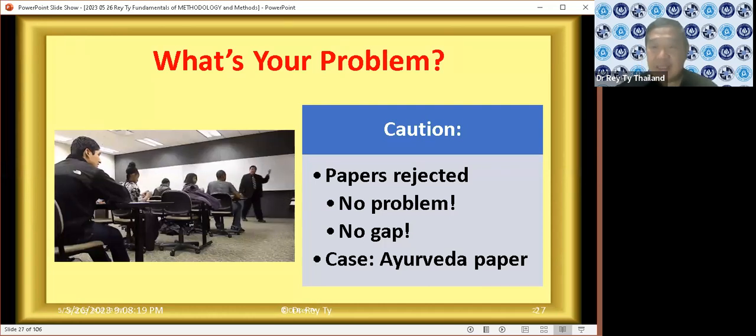Everyone uses Ayurveda, men, women, young and old, in all castes. And it's a thriving industry. So it's not worth writing a paper. Nothing is new, and there's no problem at all.